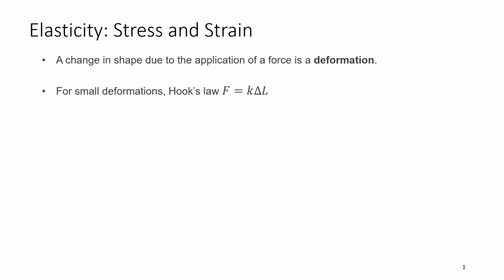The size of the deformation is proportional to the force, that is, Hooke's law, F equals k delta L, where delta L is the amount of deformation produced by the force F, and k is a proportionality constant. Note that this force changes with the deformation delta L, so it is not a constant. Rearranging this equation, we get delta L equals F over k, which means the deformation is proportional to the applied force. This is only true for small deformation.